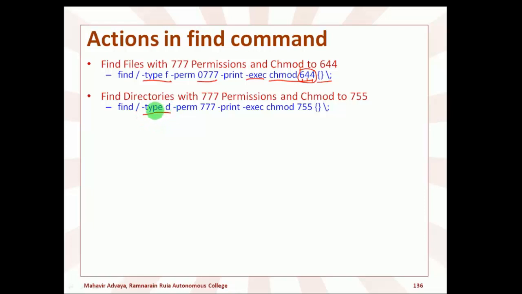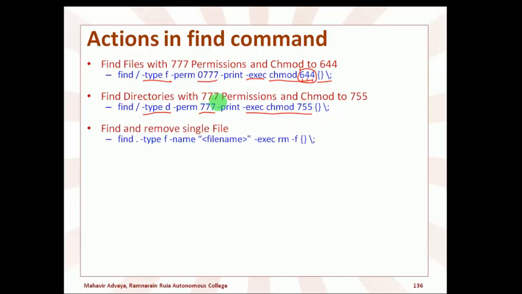The type is for searching the type directories. So all the directories that have the permission read write execute for all three categories of users will be searched, and the command chmod 755 will be executed. That means read write execute for the owner, and read and execute for the group and others. So this is how you can change the permission of files.